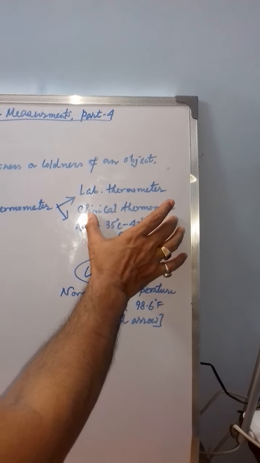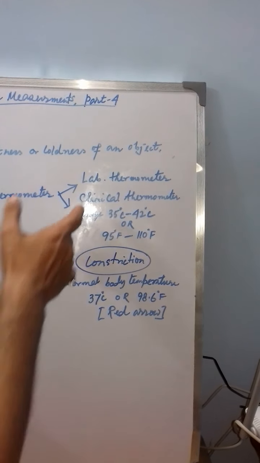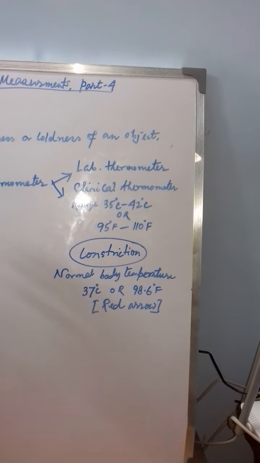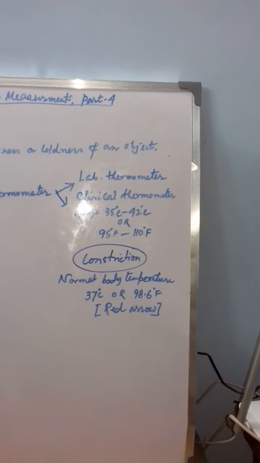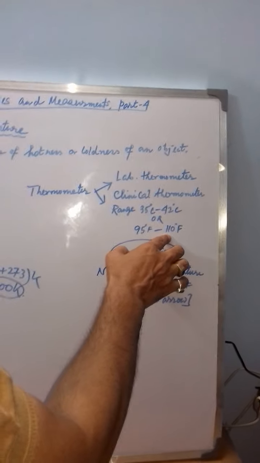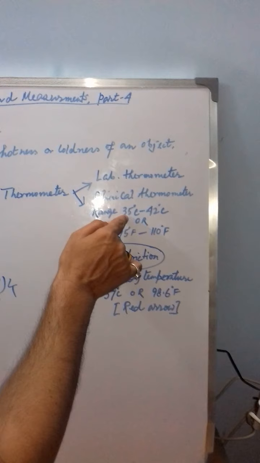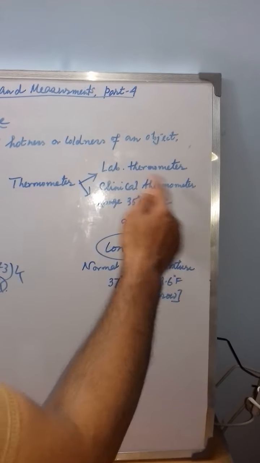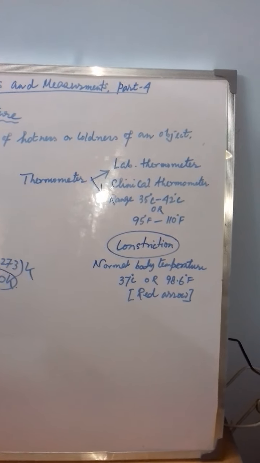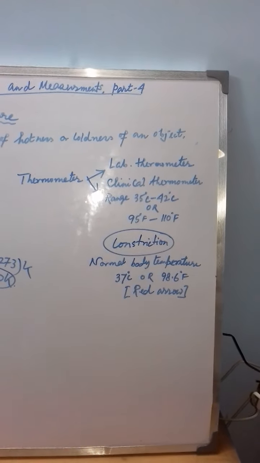And this clinical thermometer is also known as the doctor's thermometer. It is actually in the Fahrenheit scale. The lower range is 95 degrees Fahrenheit and the upper range is 108 or 110 degrees Fahrenheit. And in the Celsius scale, the lower range is 35 degrees Celsius and the upper range is 42 degrees Celsius. Why? Because for a normal person, the temperature should not be below 95 degrees Fahrenheit and not more than 110 or 108 degrees Fahrenheit.